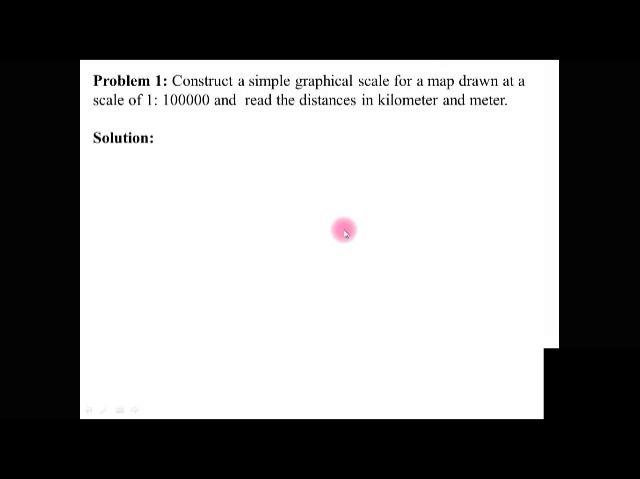That example is, construct a simple graphical scale for a map drawn at the scale of 1 is to 1 lakh, and read the distances in kilometer and meter. So looking at these 3 points, your decision should be confirmed. You know that the RF is given, 1 is to 1 lakh. That means 1 centimeter on the map represents 1 lakh centimeters on the ground.